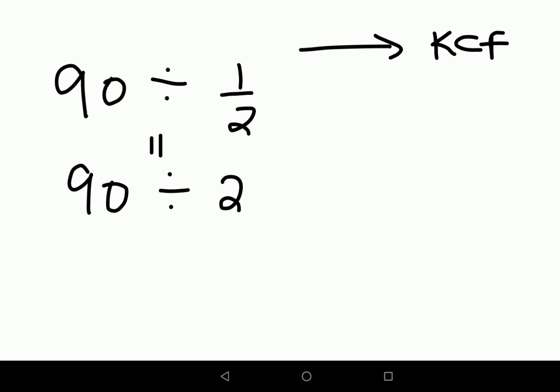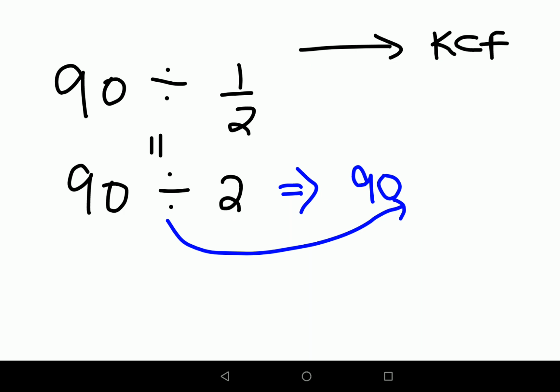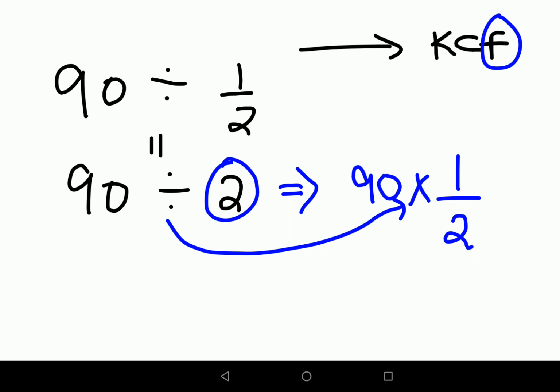What does KCF say? For this one, first we'll keep the first number, 90, as it is, then you change. K stands for keeping, C stands for changing. You change division to multiplication. Obviously when you're changing the sign, then something has to happen to the next number. So F stands for flipping. So here you should flip 2 to 1 by 2. So please understand, 90 divided by 2 is nothing but 90 into 1 upon 2. That, my dear friends, gets you the answer of 45.